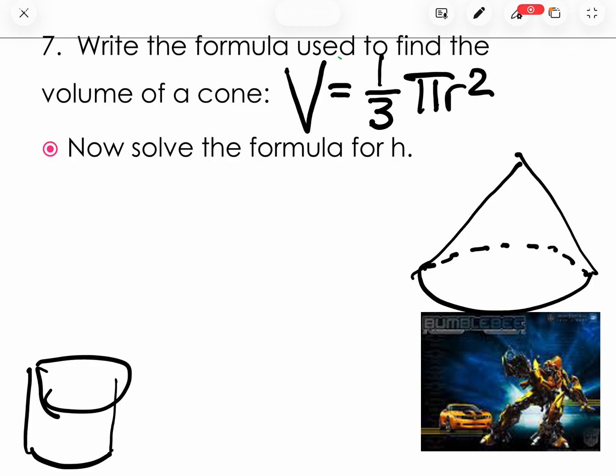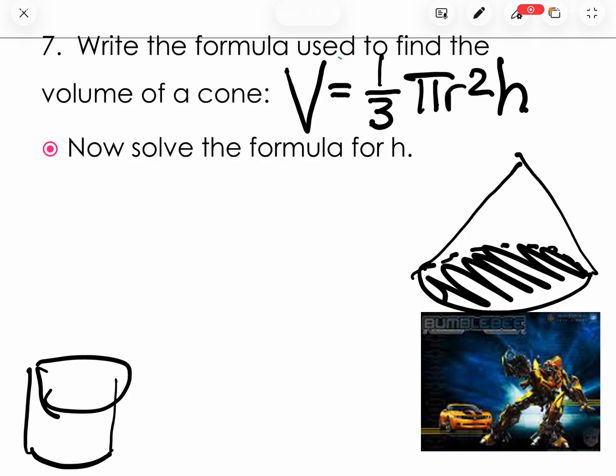Pi r squared, that's the bottom, which is a circle, times the height. Lots happening in that formula. Can you solve that one without my help for H right now? Try to solve that one for H. Again, don't let yourself get overwhelmed by what it looks like.